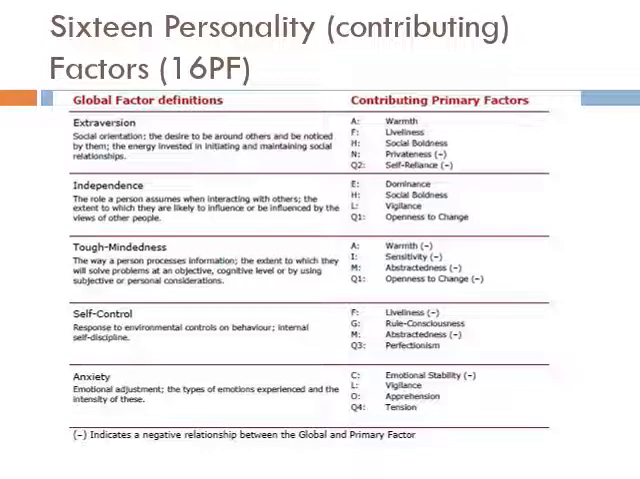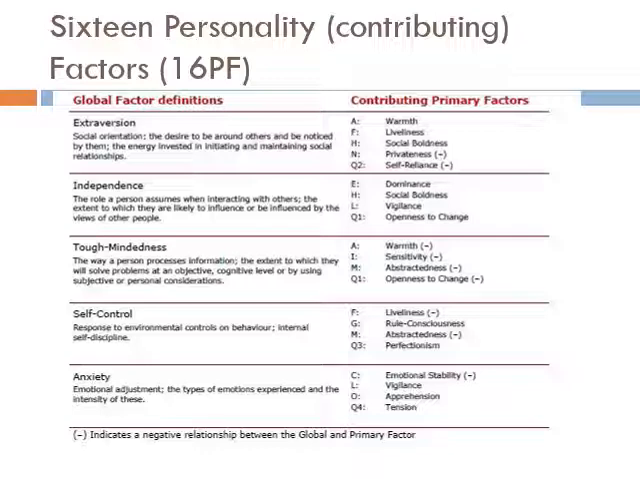Self-control is a dimension described as response to environmental controls on behavior or internal self-discipline. And it's inversely related to liveliness, positively related to rule consciousness. Abstractedness is inversely related, and perfectionism is positively related to self-control.